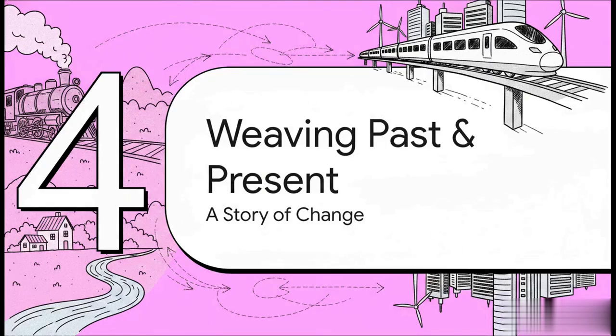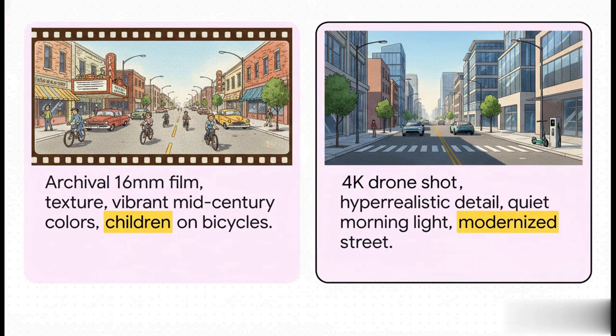Okay, so let's take this whole technique a step further. We can use these prompts not just to create beautiful standalone scenes, but to tell a story of evolution over time. Let's imagine we wanted to visualize the history of that same small town. This is such a cool and powerful technique. By creating 2 totally distinct prompts for the exact same location, we can literally tell a story of change. You see on the left, words like archival 16mm film and grainy texture instantly make us feel like we're in the past. Then on the right, 4K drone shot and hyper-realistic detail pull us right into the present. The story isn't just in what we see, it's in the contrast between the 2 prompts.